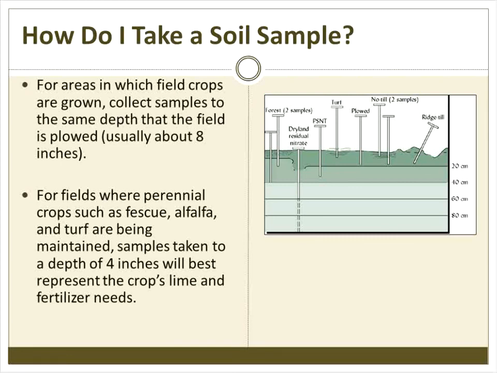How deep do you sample? Well, that's a question of what are you growing. If you're looking at something that you're not plowing, so a fescue field, Bermuda grass field, no-till production, you probably sample to 4 inches. If it's something that you're plowing to a depth of 8 inches, then you sample to a depth of 8 inches. If you take a soil sample to be analyzed by the Department of Agriculture, essentially what they say is, plowed fields sample to a depth of 8 inches, unplowed fields to a depth of 4 inches. So that's the simplest way to think about it.